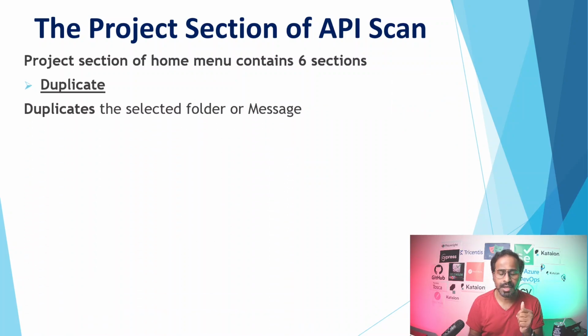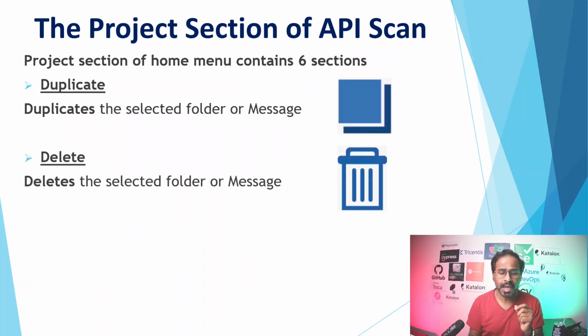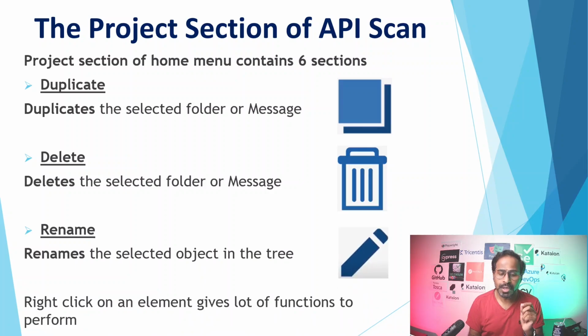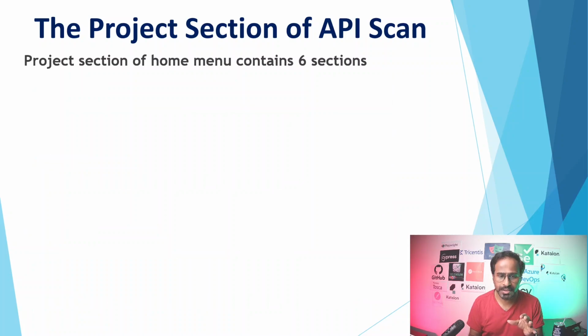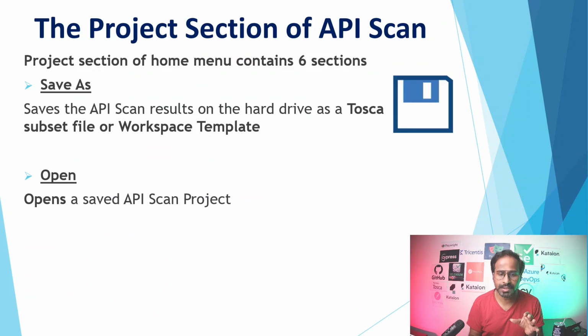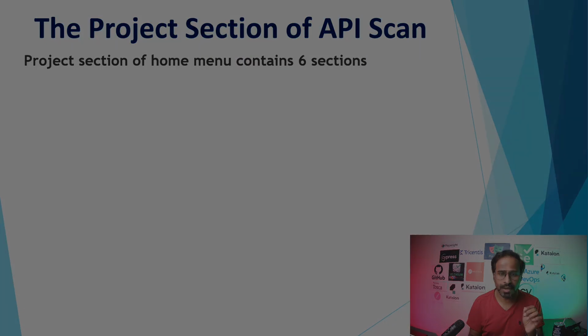The next one is duplicate. This function duplicates the selected folder or message. And then the delete option deletes the selected folder or message. Now the rename option. This rename function renames the selected object in the tree. So now let us jump onto Tricentis Tosca and see how all these functions work in Tricentis Tosca.